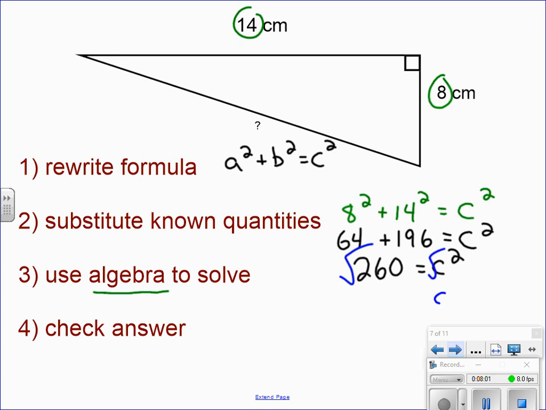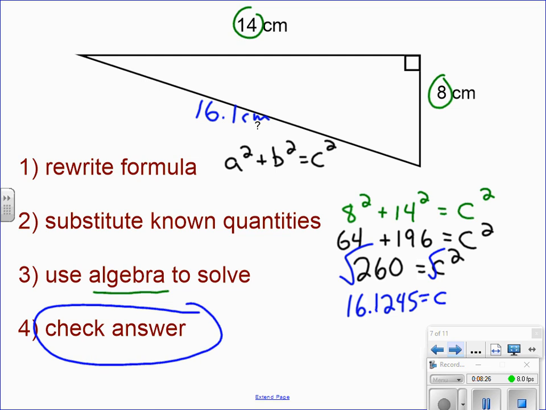So you now have C is equal to the square root of 260, which is 16.1245, and I'm just going to round it off to 16.1 centimeters as the mystery side. Check your answer. Well, check and see if your answer is indeed bigger than the other sides. And yes, it's bigger than 14, and it's bigger than 8, so it does make sense. It's a logical answer.